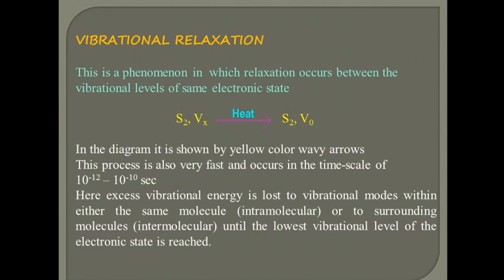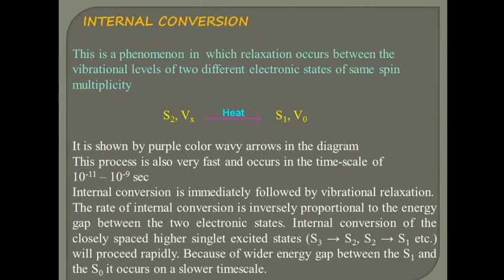Vibrational relaxation. This is a phenomenon in which relaxation occurs between the vibrational levels of the same electronic state. So here, vibrational levels of the same electronic state, here S2 and here also S2. So this is known as vibrational relaxation. In the diagram it is shown by yellow color arrows. This is a very fast process and occurs in the time scale of 10 to the power of minus 12 to 10 to the power of minus 10 seconds.